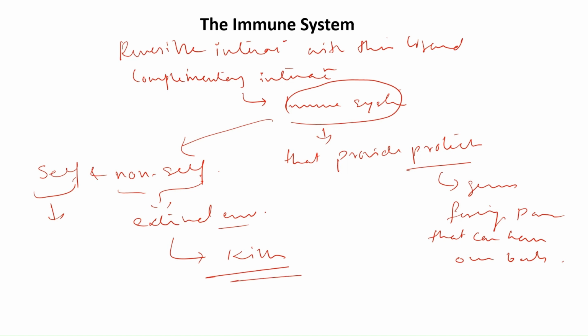Now, for this killing, there occurs a coordinated set of interactions at the physiological level. So, the immune system is the system that protects ourselves. For the protection, it needs to distinguish between self and non-self. And after recognizing the non-self, it should kill the non-self. And to kill the non-self, it is a set of coordinated interactions at the physiological level.